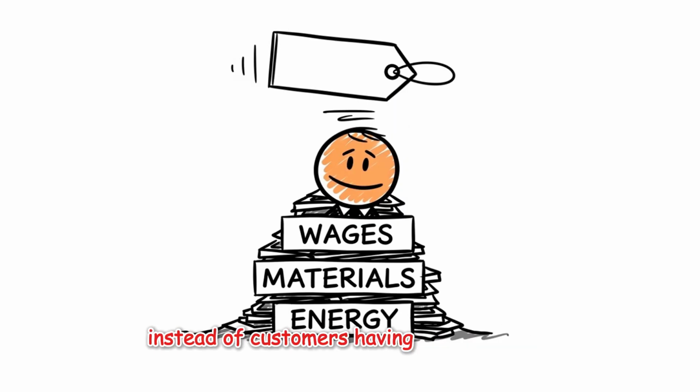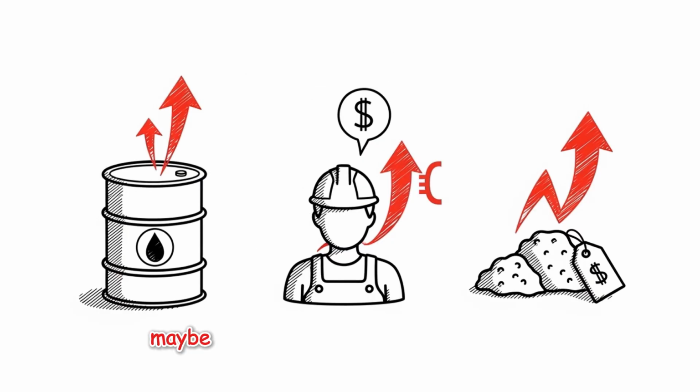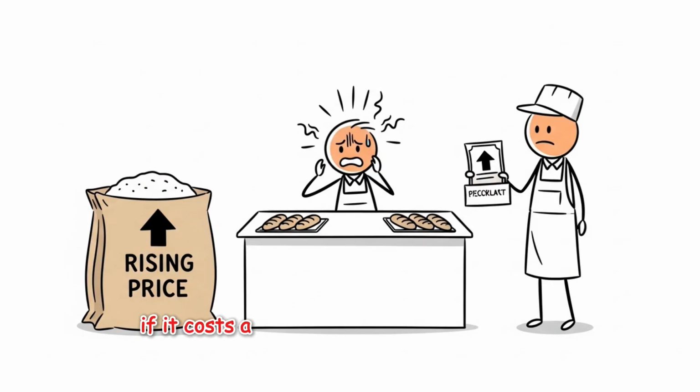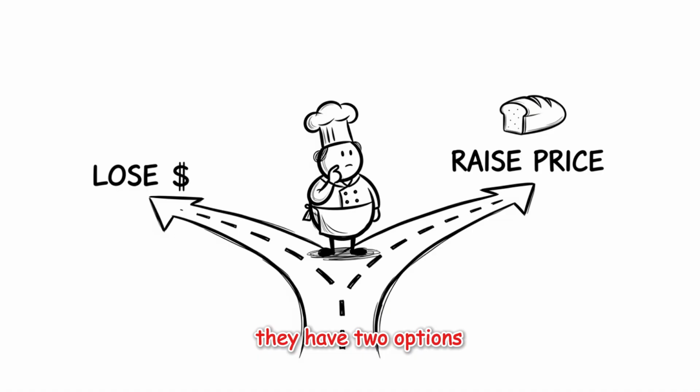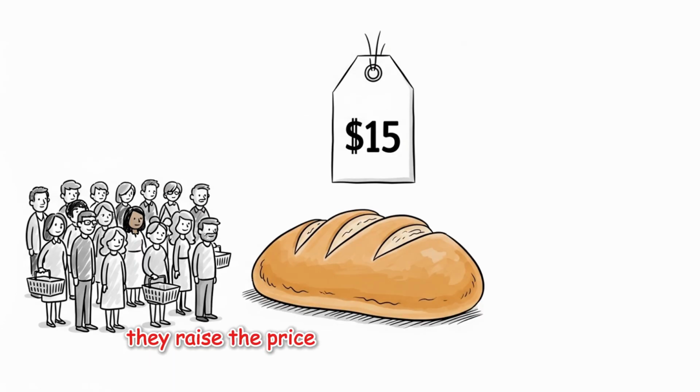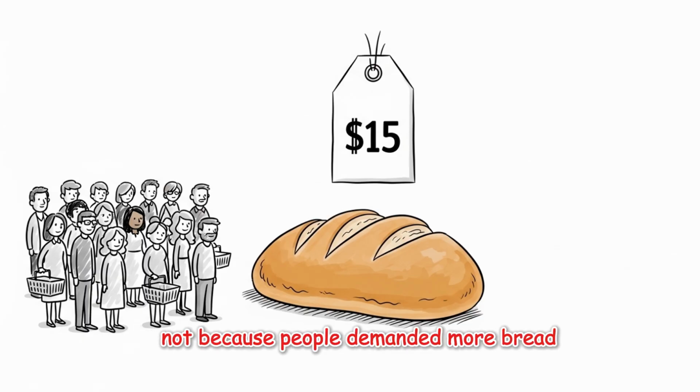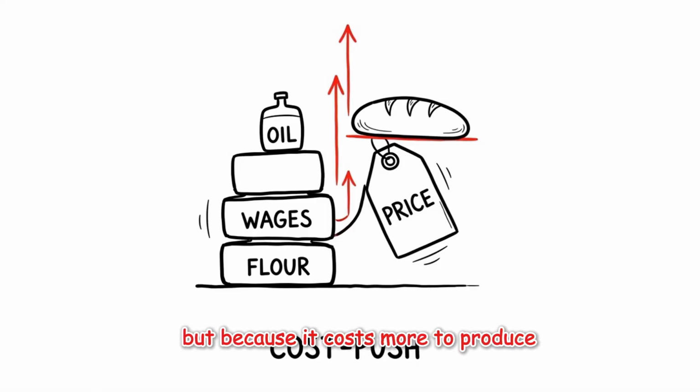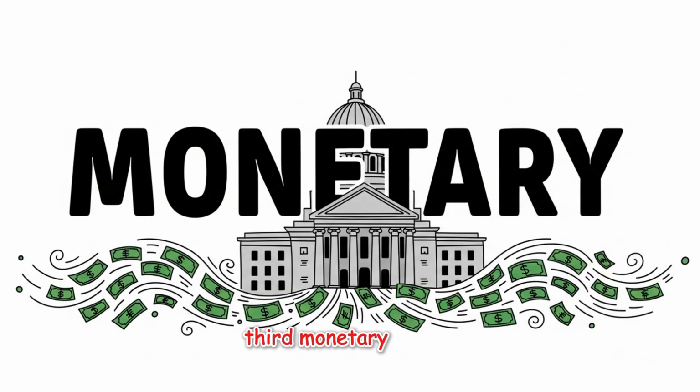Instead of customers having too much money, businesses suddenly face higher costs. Maybe oil prices jump. Maybe wages increase. Maybe raw materials get more expensive. If it costs a bakery more to buy flour and pay workers, they have two options: lose money or raise the price of bread. They raise the price. Now bread is more expensive, not because people demanded more bread, but because it costs more to produce. That's cost push inflation. Third, monetary inflation.